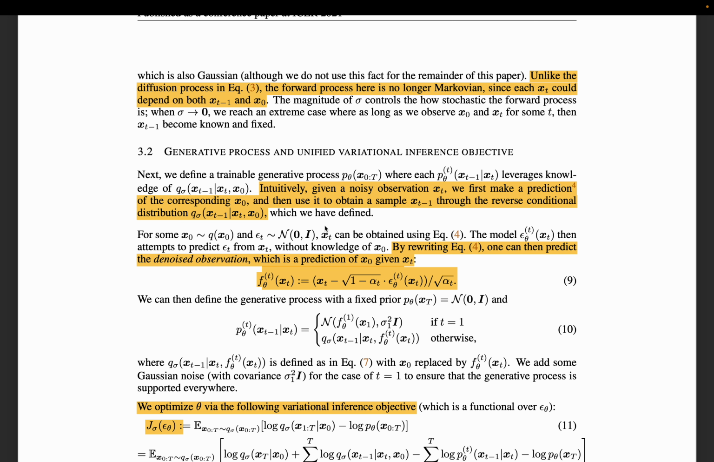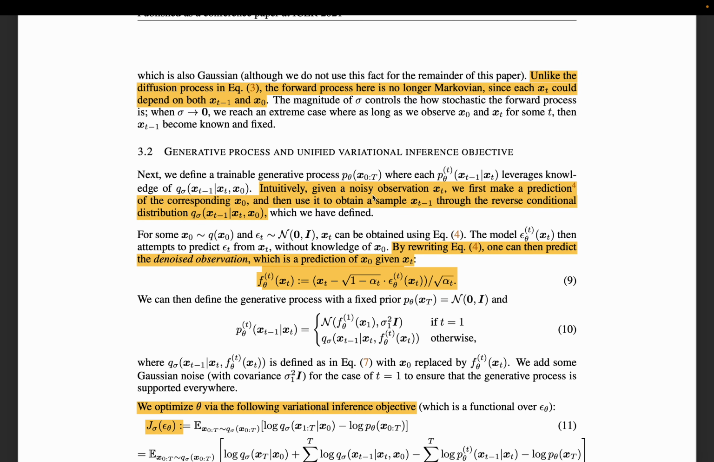Okay, so what we want to do when we sample: we start from x_T, x1000, and we want to go from x1000 to x0. So at each time step, we want to go from x_t to x_{t-1}. But to find x_{t-1} given x_t, we also need x0, and x0 is where we want to go. So we don't know x0.